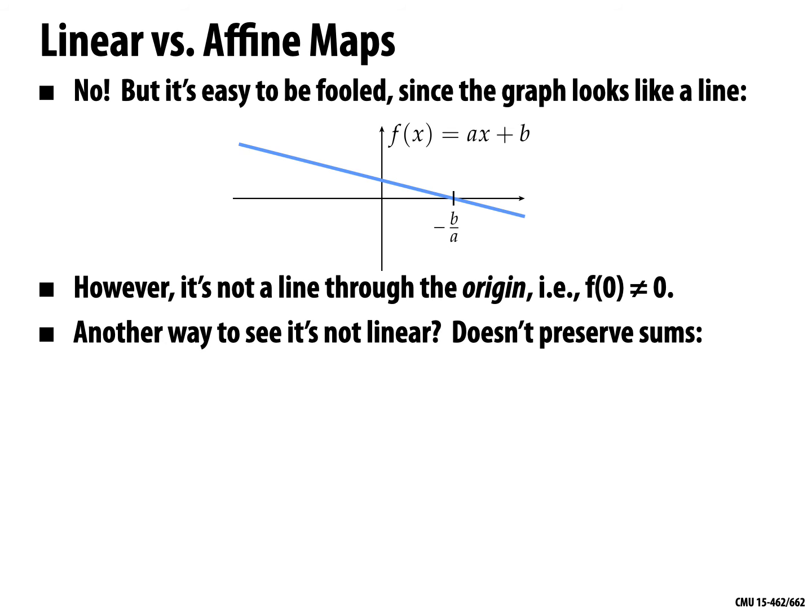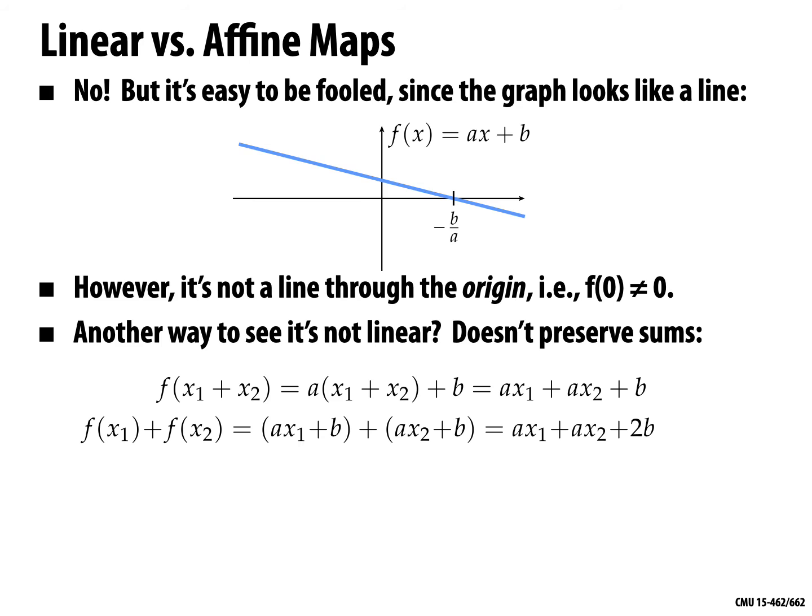For instance, it's not going to preserve a sum. If I take a sum of x1 and x2 and apply f to that sum, I get a times (x1 plus x2) plus b, which equals ax1 plus ax2 plus b. If, on the other hand, I first apply f to x1 and x2 independently, I'm going to get a different result. f of x1 plus f of x2 is ax1 plus b plus ax2 plus b, which equals ax1 plus ax2 plus 2b. So b and 2b don't match up. And what that means is, again, I've failed to preserve these vector operations. Now, all of a sudden, it matters whether I do the addition first and then apply the map, or whether I apply the map and then do the addition. So this is a very different behavior, a very different character than a linear map.